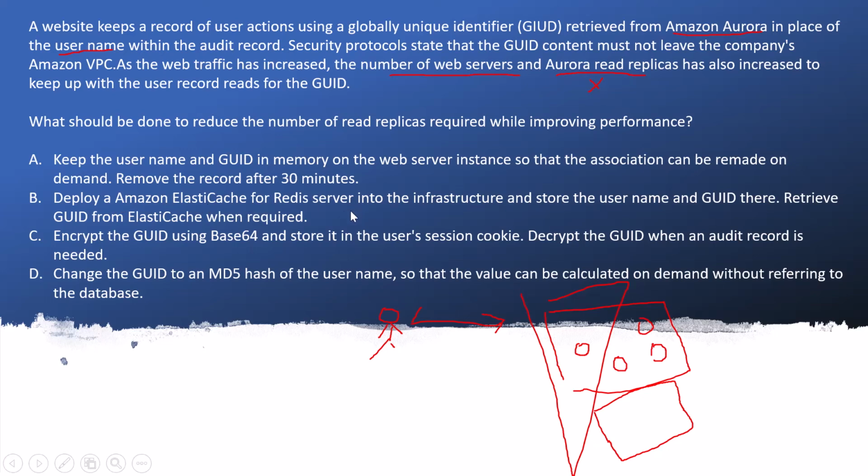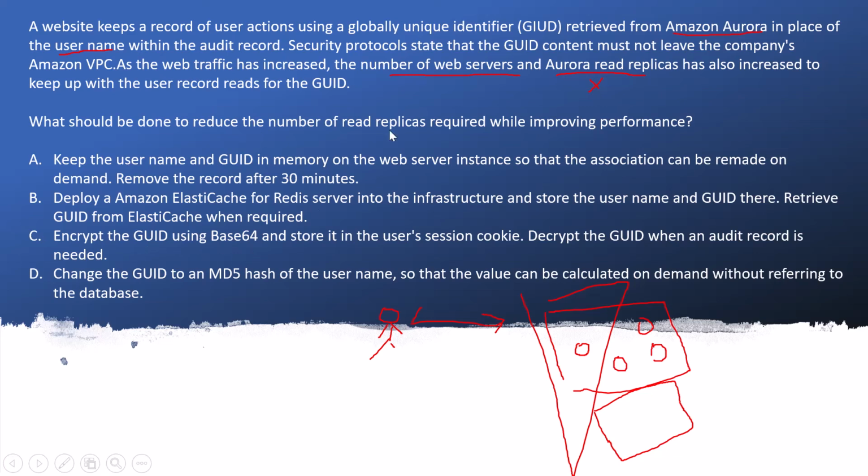Next option: deploy Amazon ElastiCache for Redis into the infrastructure and store the username and GUID there. Retrieve the GUID from ElastiCache when required. That is a good option, where you can cache the data, and ElastiCache also has the capability to persist the data. It will keep all the required data in memory, and whenever it is not used we can write it to a file, so the data will persist there. It is required for the audit record, so you should not flush it. So option B looks good to me.